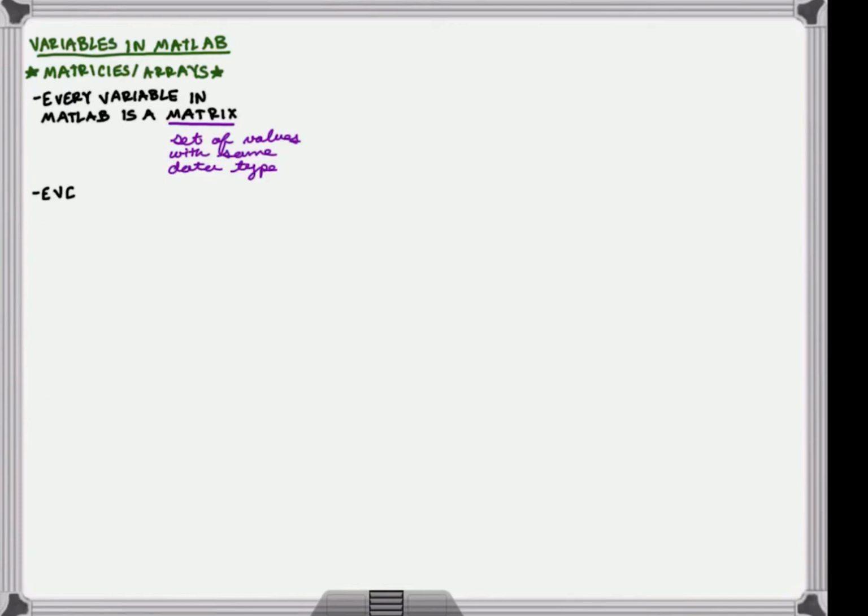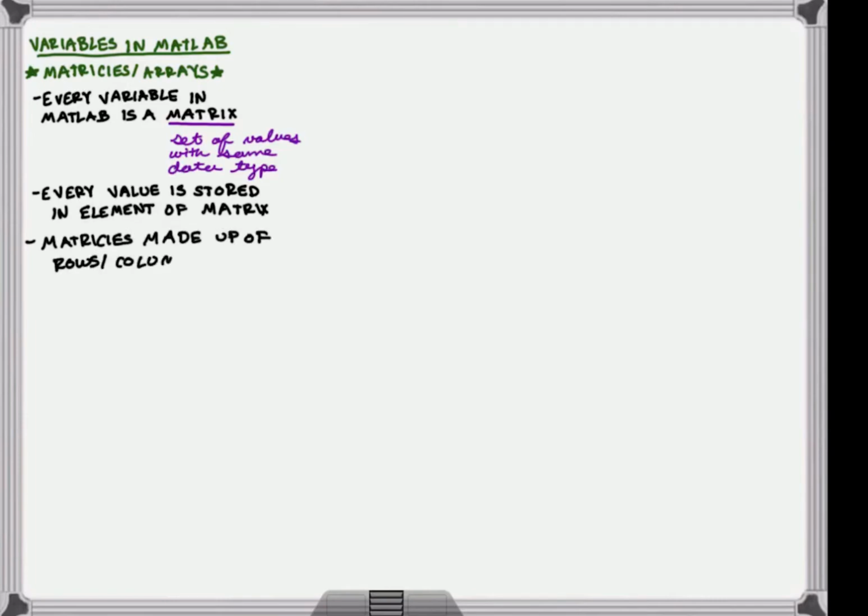So you have a set of values, maybe it's everybody's birthday, and they're all stored together in one variable instead of separate variables. And every value is stored in an element of the matrix in Matlab. Matrices are made of rows and columns. We usually say that the rows are M, so a matrix has M rows, and the columns are N, so the matrix has N columns.